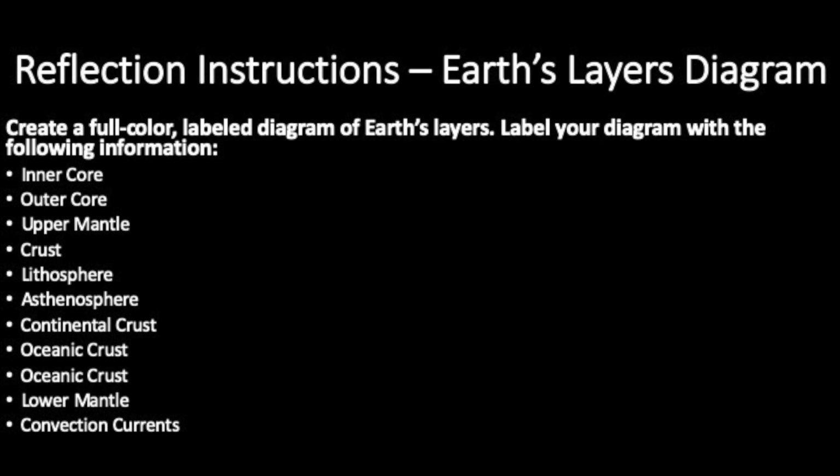For your reflection, you will be creating a full color label diagram of Earth's layers. You can do it in any style you want. You can do a cross section. You can just draw the circles. It is completely up to you. However, you need to make sure that you label all of the following information: the inner core, the outer core, the upper mantle, the crust, the lithosphere, the asthenosphere, continental crust, oceanic crust. Oh, that's on there twice. Ignore that. Lower mantle and the convection currents.